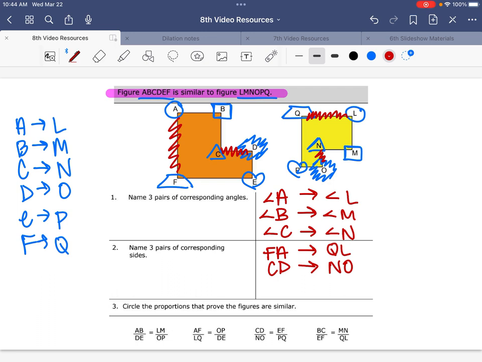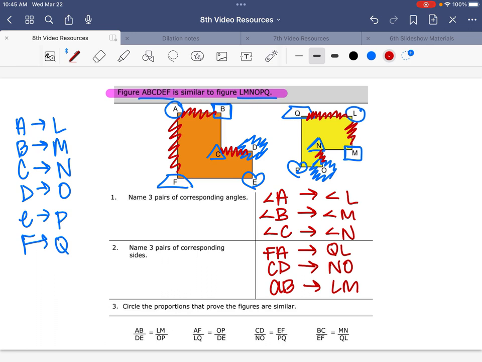Right, and one final pair of corresponding sides, we can say that AB corresponds with LM. So again, at this time, I'm going to recommend that you pause this and go ahead and find the remainder of the corresponding sides. All right, guys, welcome back. So now we're going to look at the proportions, which again, guys, proportions, it's a big word, but all it means is equivalent ratios. So a ratio that's equal to another ratio.